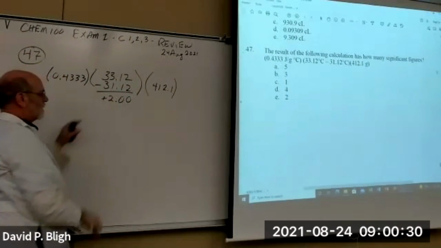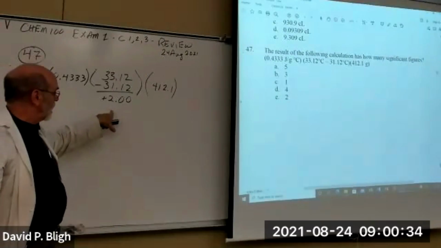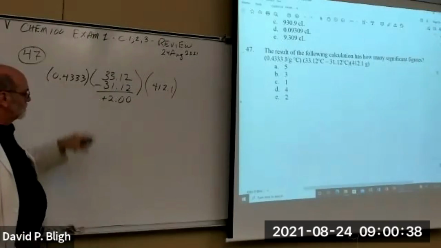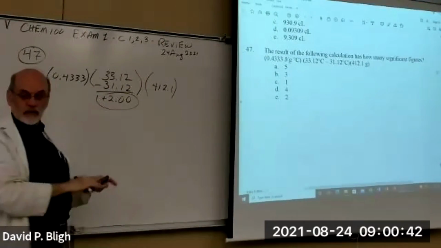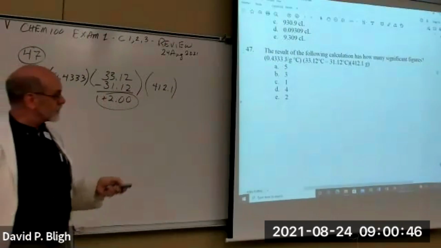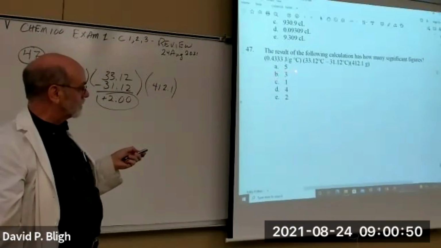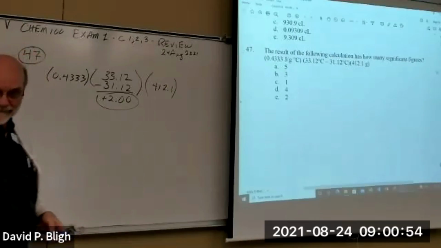Okay. So we got 3 significant figures here. We've got 4 there, and we've got 4 here. This is multiply, divide rule. This is the smallest number. That answers the question. 3 significant figures in your answer. Okay?